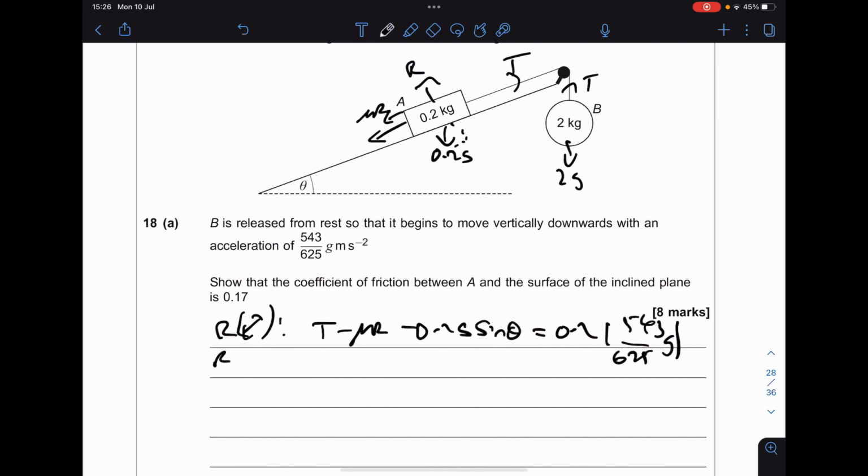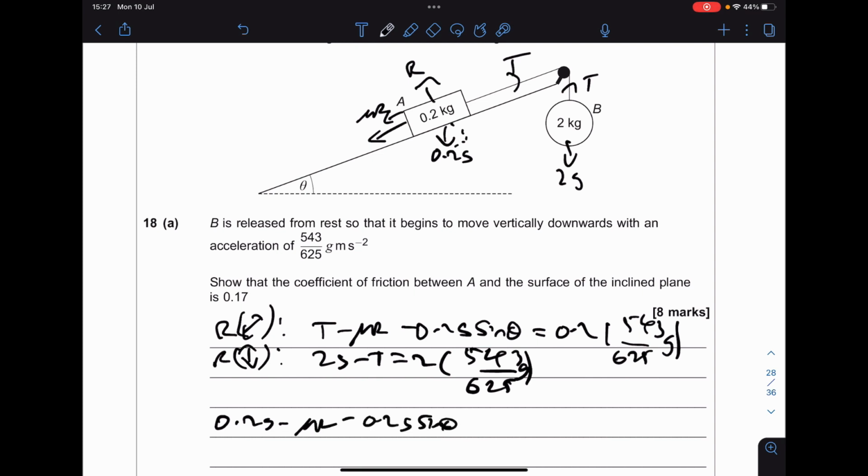If I resolve just upwards on the other one, that's 2g minus T is 2 lots of 543 over 625 g. The best thing to do to get rid of the tension is to add them together, so that's going to be 0.2g minus mu R minus 0.2g sine theta.